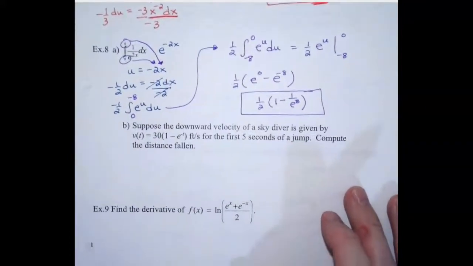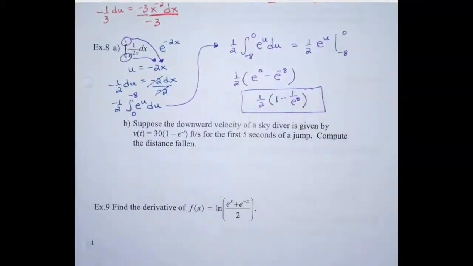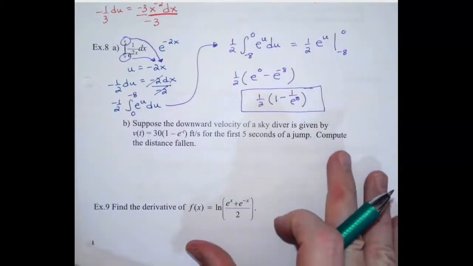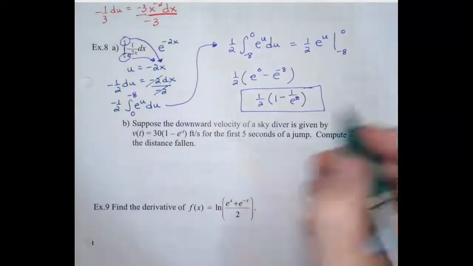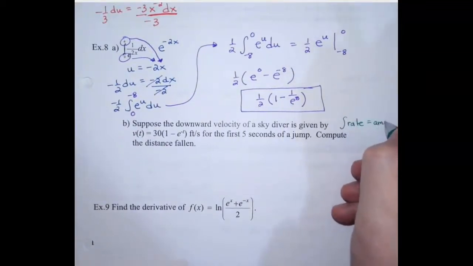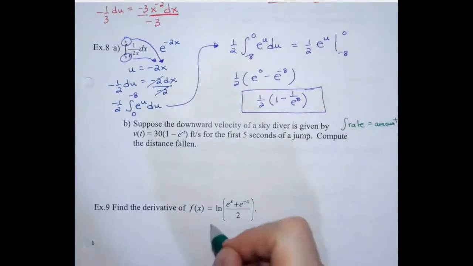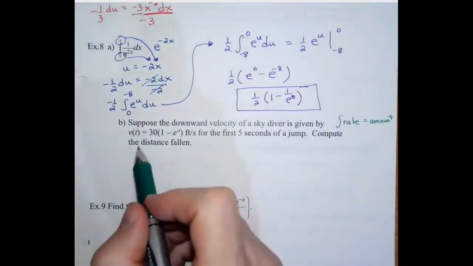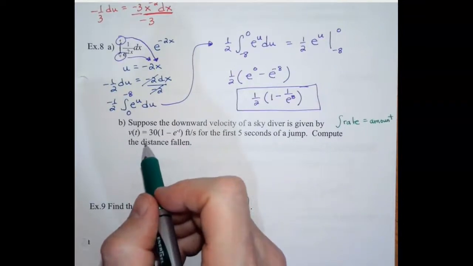Alright, and we're down to the end of our notes here, so let's see what we want to do with this. Suppose downward velocity is given by that for the first 5 seconds of jump, compute the distance fallen. So to find an amount, you integrate the rate. So this is a rate. So you integrate a rate, you get an amount. I've mentioned that before. It's kind of important. When you integrate a rate, you get an amount. So we want to integrate this.